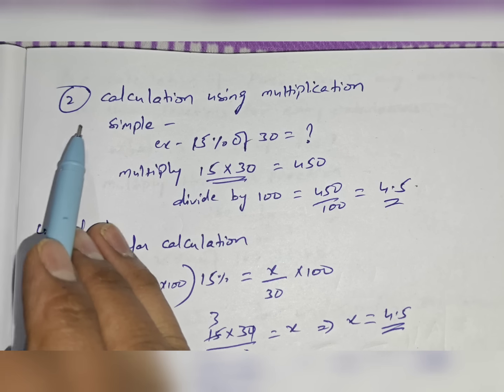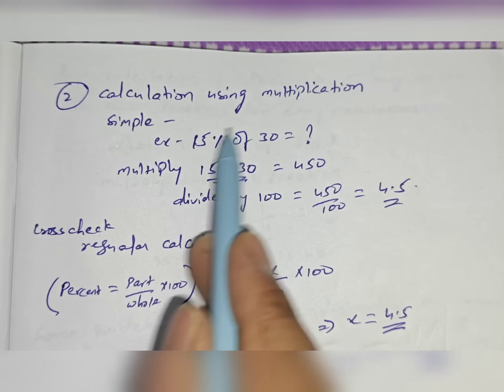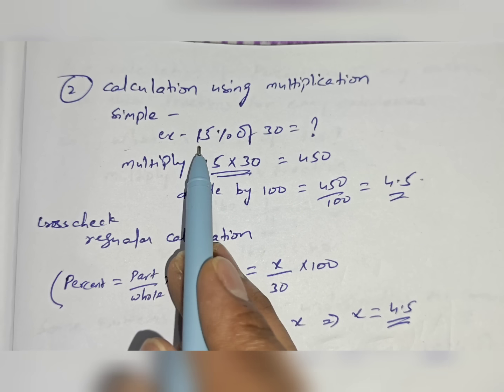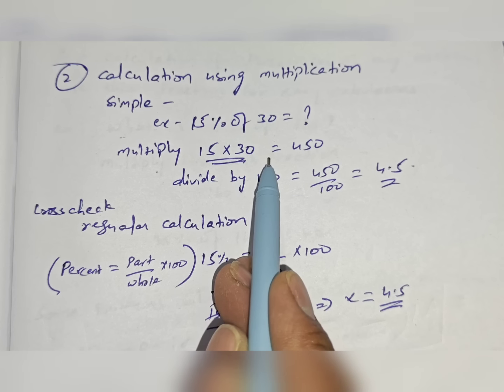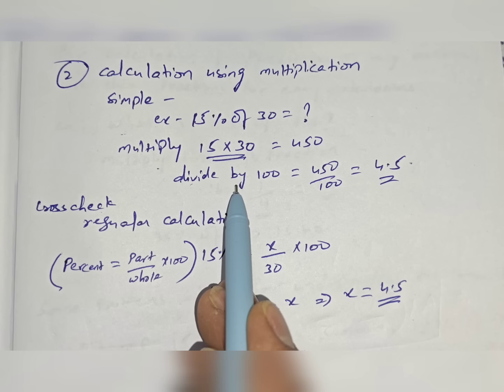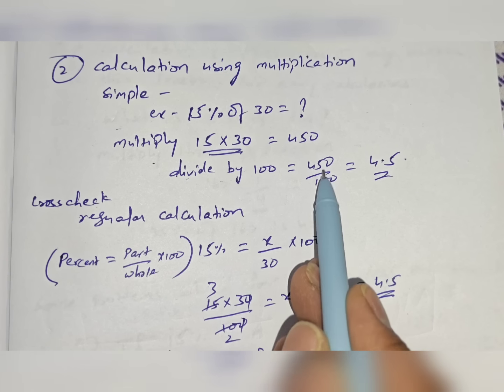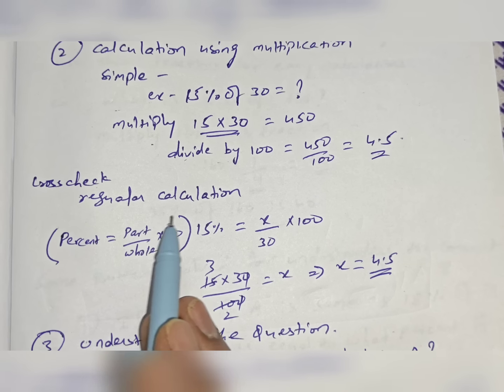The second one is calculation using multiplication. See, for example, what is 15% of 30? So multiply 15 by 30 and you will get the answer 450. Then divide the value by 100, 4.5. This is the answer. You can cross check with regular calculation.